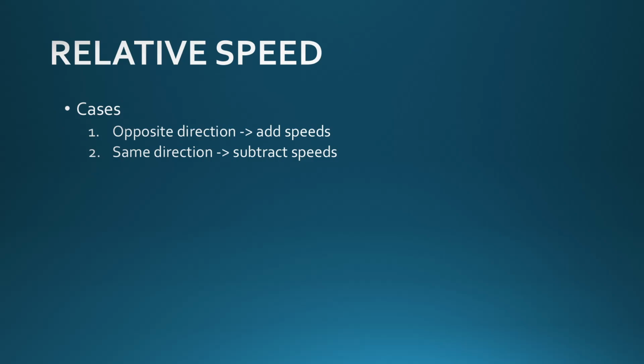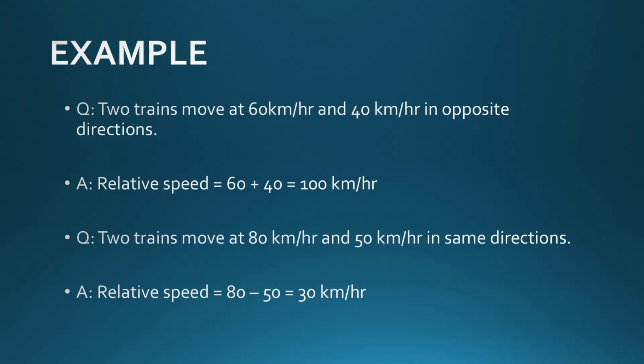Now this concept is the backbone of train questions. Relative speed. When there are two cases, when the trains are moving in opposite direction, the relative speed can be found by adding the speed of the individual trains. And when the trains are traveling in the same direction, the relative speed can be found by subtracting the speed of the two trains. So relative speed is when opposite direction we add the speeds, when same direction we subtract the speeds.